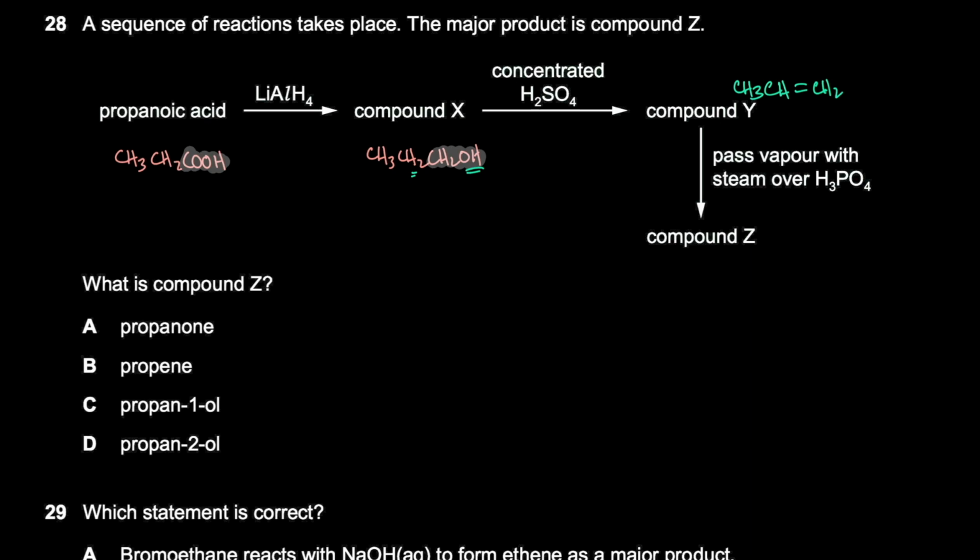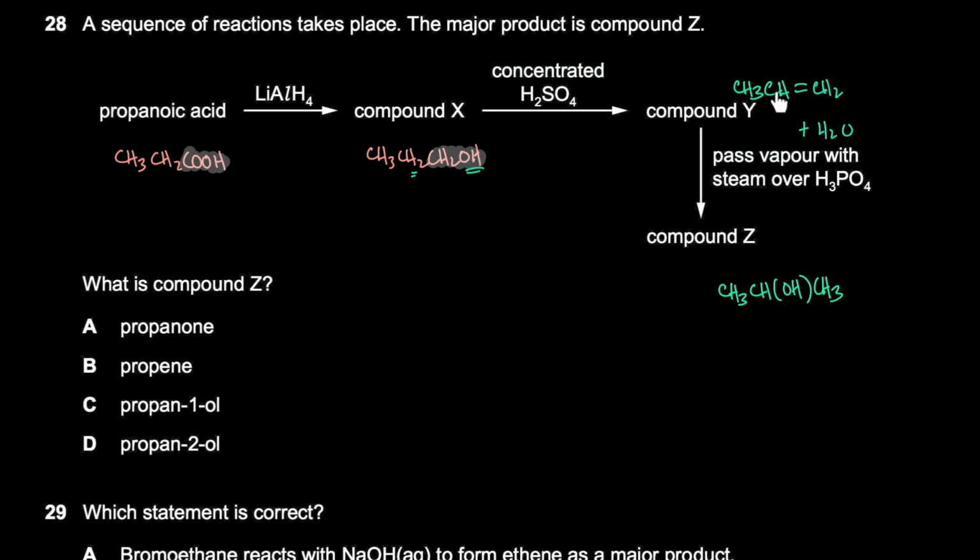and then we're reacting propene with steam. Right? We're reacting propene with steam. When we react propene with steam, we get an alcohol again. But now our major product will be propan-2-ol. Remember, the reason why this is the major product is because the hydrogen will bond to the carbon with more hydrogens.